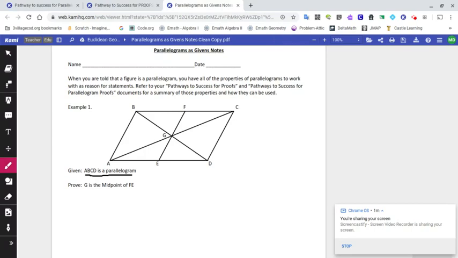So what do I want to prove? I want to prove that G is the midpoint of FE. That G in the middle there is the midpoint of that FE. Now, FE is not a diagonal, so you can't just say it's the diagonal, and the diagonals intersect at the midpoint. FE is not a diagonal, so we can't do that.